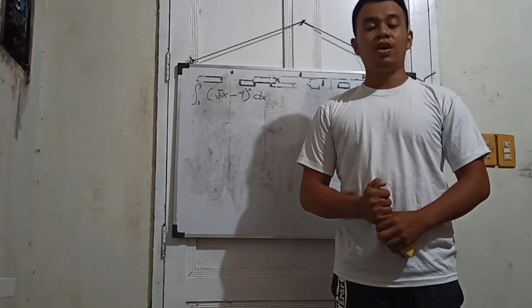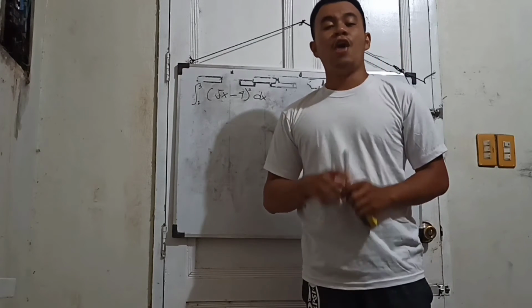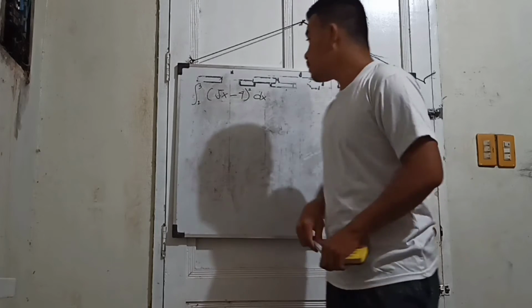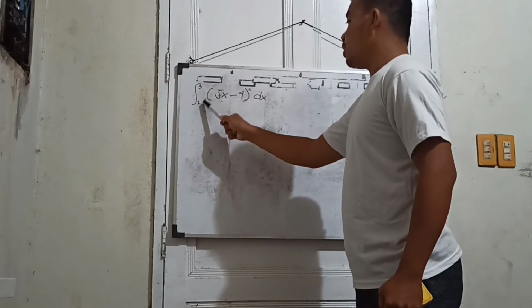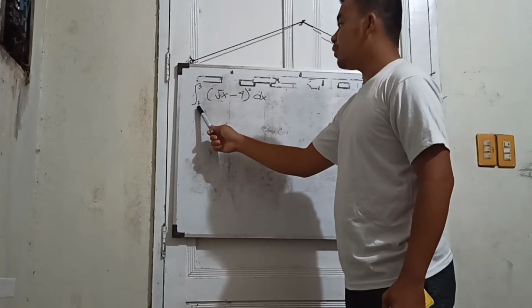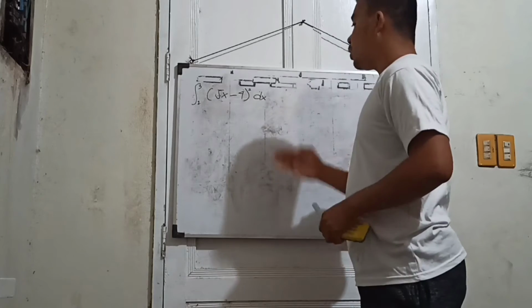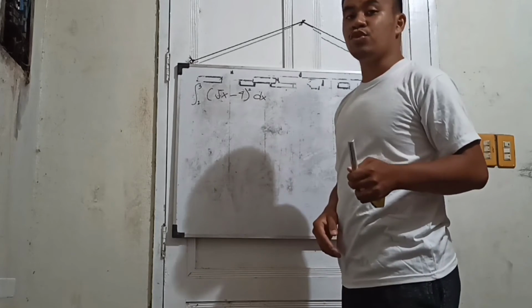So, now we know the concept of definite integration, we will proceed to examples. Our first example is the integral of (5x minus 4) squared from the limits of 2 to 3. So, in this example, we will use u substitution.